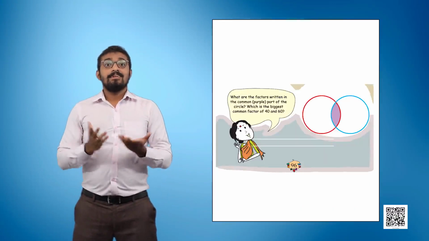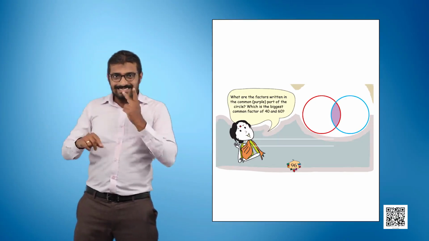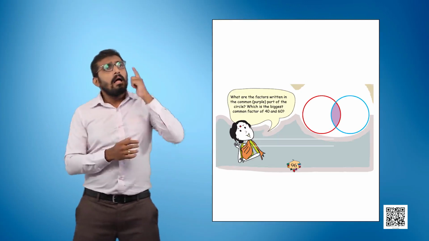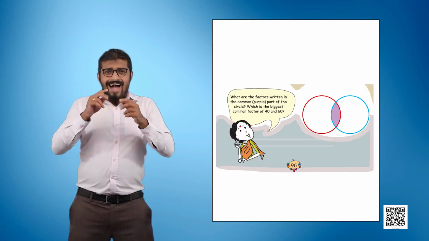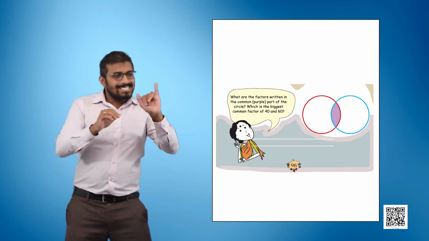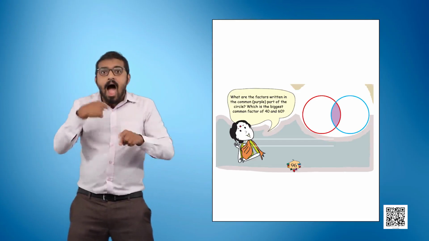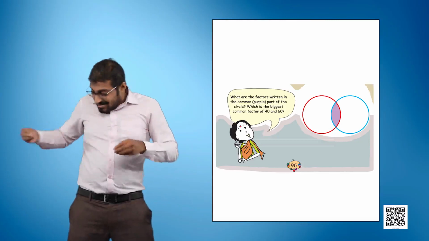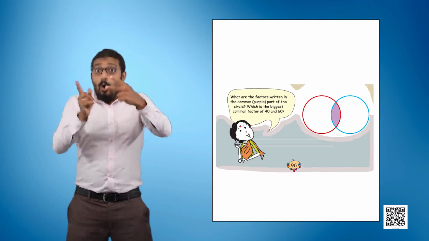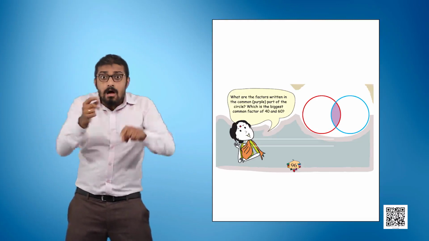On the bottom left corner of the page, we have a picture of a woman asking, what are the factors written in the common, that is, purple part of the circle? Which is the biggest common factor of 40 and 60?